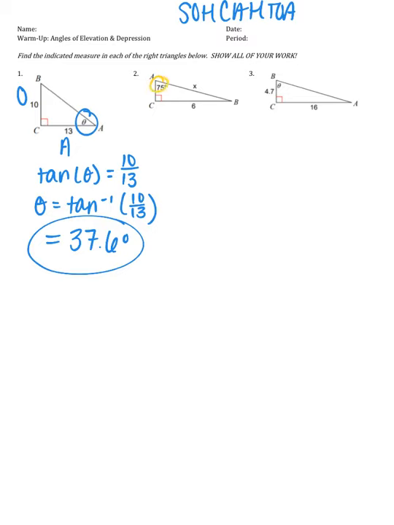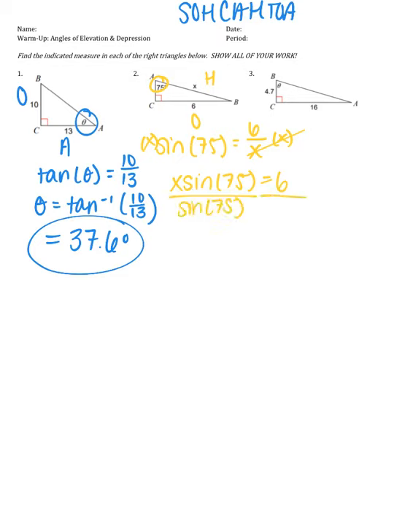Circle your reference angle. I've got my hypotenuse and I've got my opposite. So that means I'm going to set up sine of 75 equals my opposite over my hypotenuse. Okay? I'm going to multiply both sides by x to get rid of the fraction. And then to get x by itself, I'm going to divide both sides by sine 75. And then when I plug that in my calculator, we get 6.2. And this is not an angle, so I'm not putting degrees.